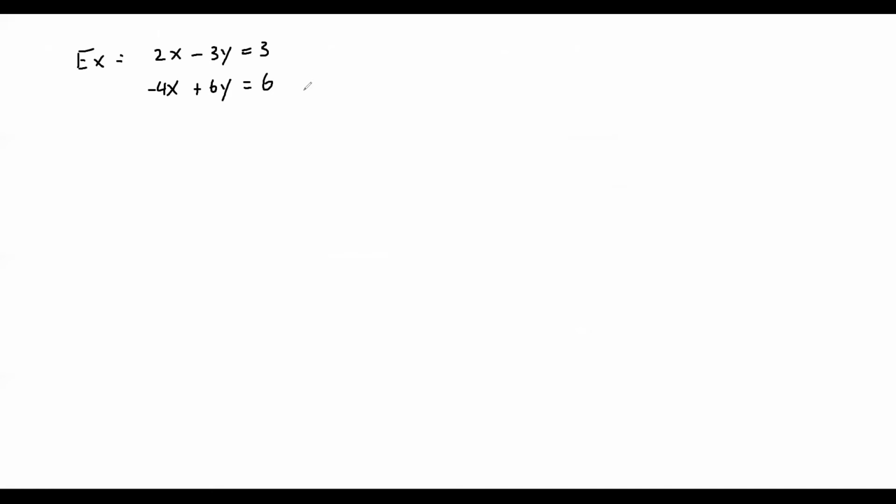By doing elimination, we have to pick which variable we want to get rid of. Why don't we get rid of x first? So we will times it by 2. 4x minus 6y equals 6. If we add the equations together, -4x and 4x cancel each other out. -6y and 6y cancel each other out.